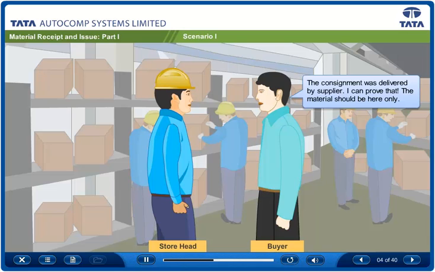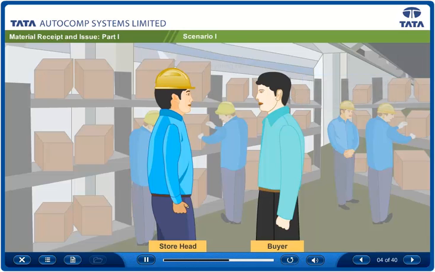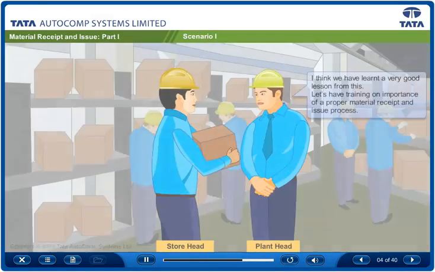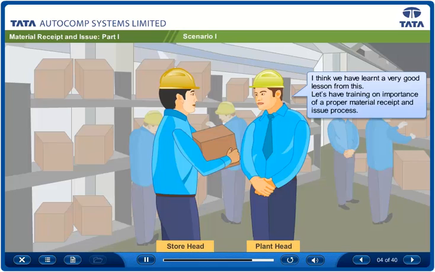The consignment was delivered by the supplier. I can prove that. The material should be here only. I have to do everything here. I found it. I think we have learned a very good lesson from this.